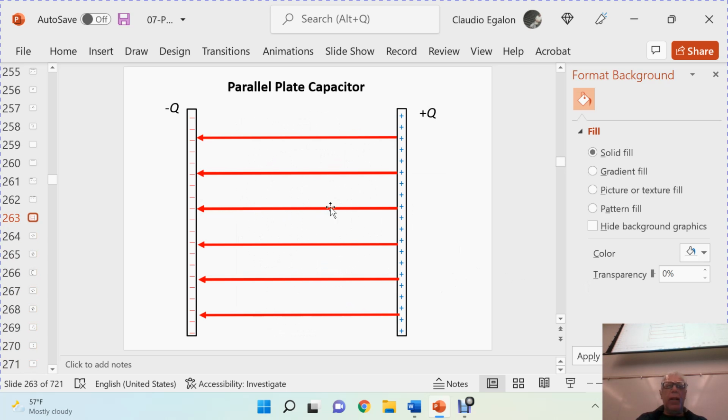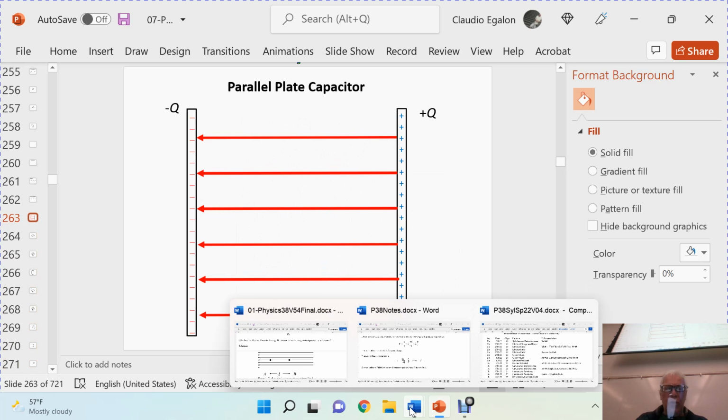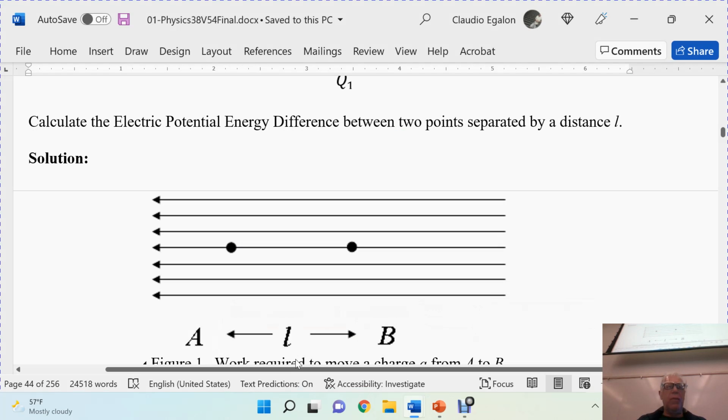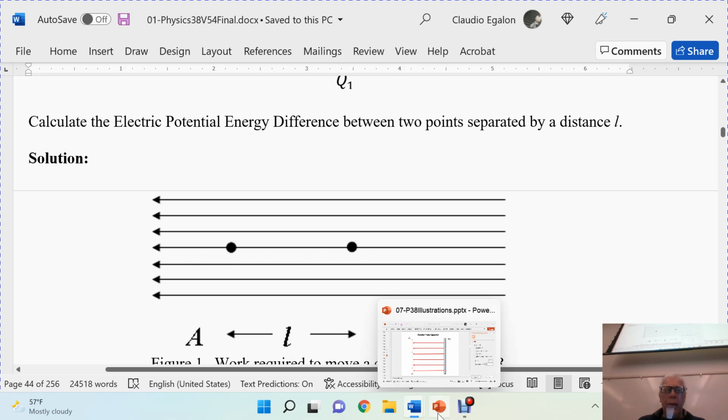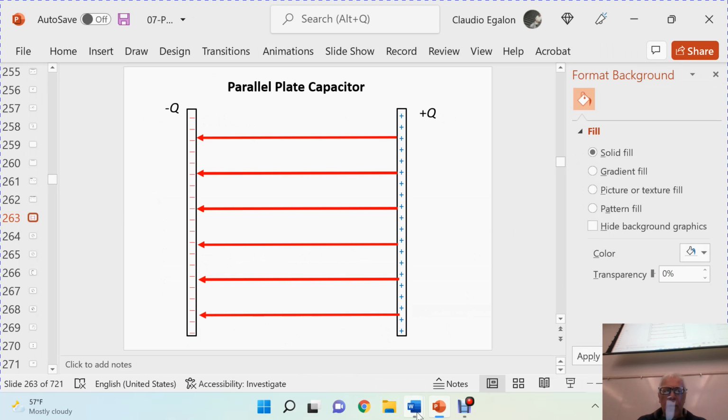What would be the electric potential between 2 points? Here you go. It would be something like that. We have a uniform electric field in space. Find the electric potential between 2 points A and B separated by a distance L. Okay? How do we get that? Okay. Let's do that together.